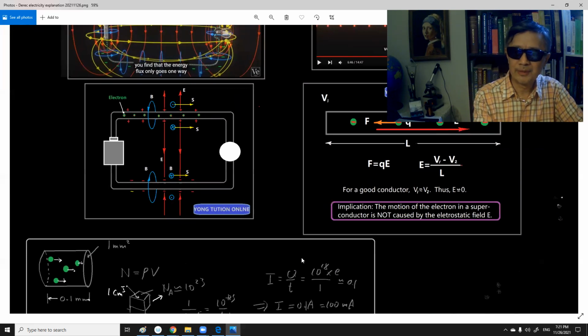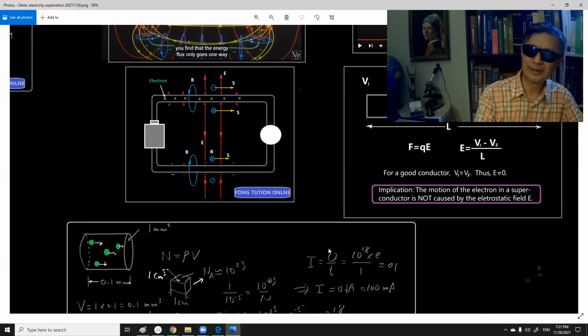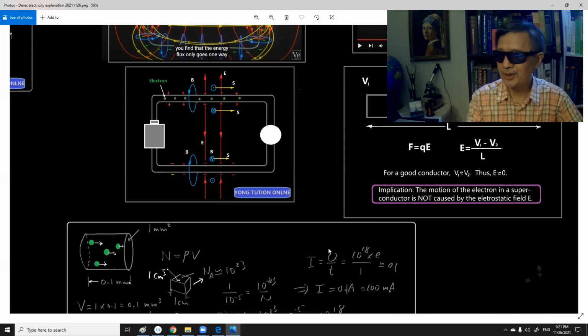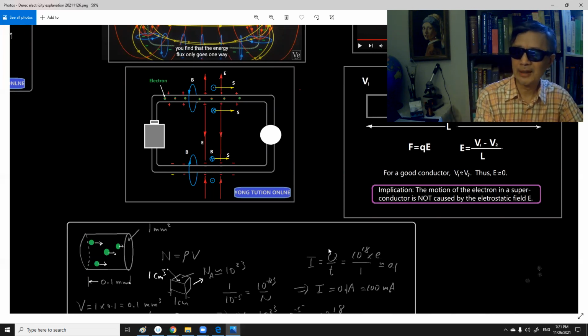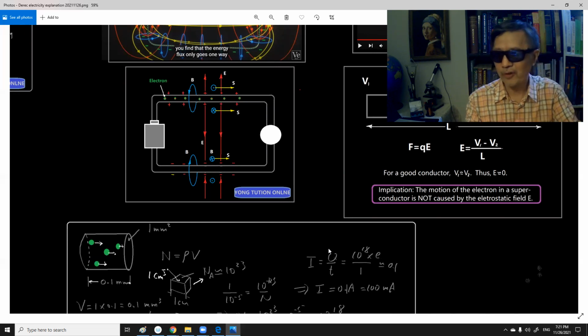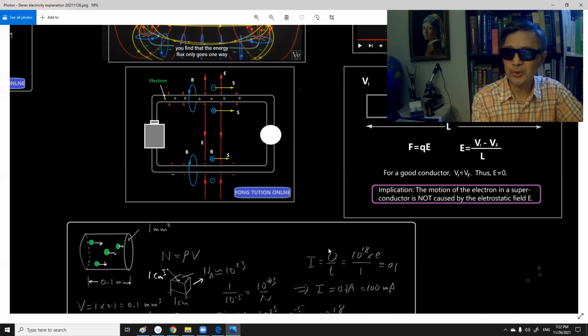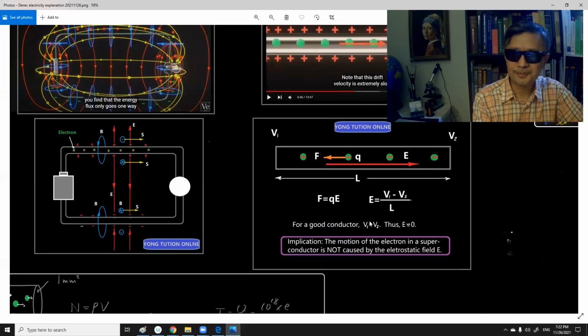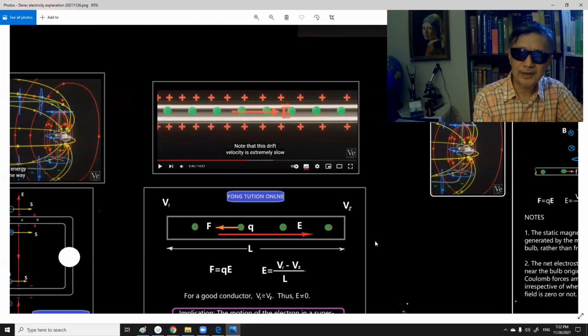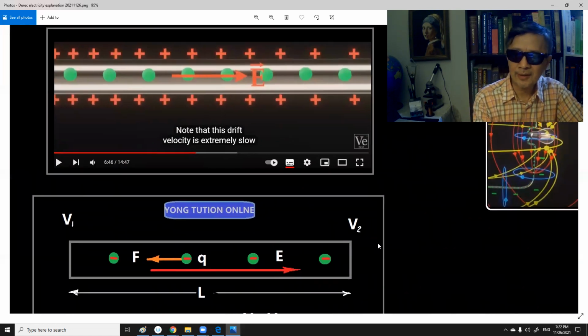Okay. So they want to use this fact in support of their alternative interpretation on how the electric energy is transferred from the power supply to the electric appliance. Okay, there is some inconsistency.